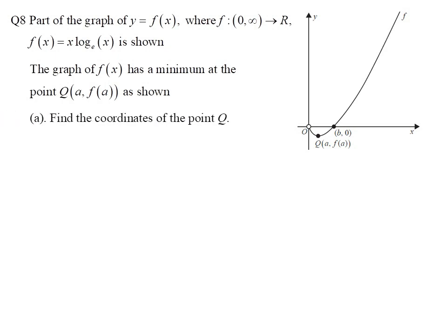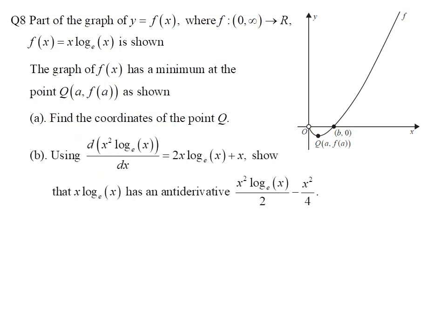Part A is to find the coordinates of point Q, based on the differentiation of x squared logarithm base e of x with respect to x, which equals 2x logarithm base e of x plus x. Part B is to show that x logarithm base e of x has an antiderivative x squared logarithm base e of x over 2 minus x squared over 4.